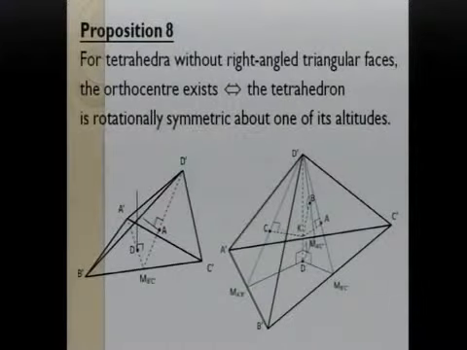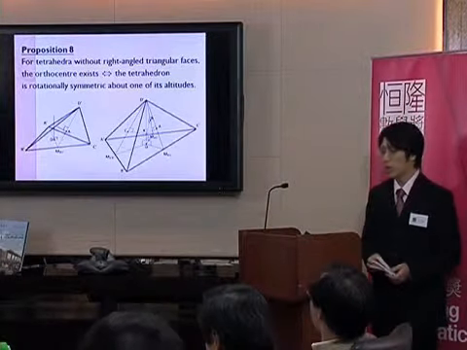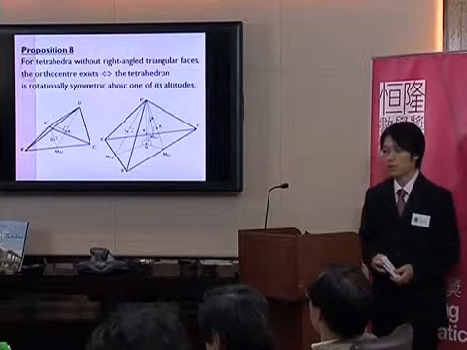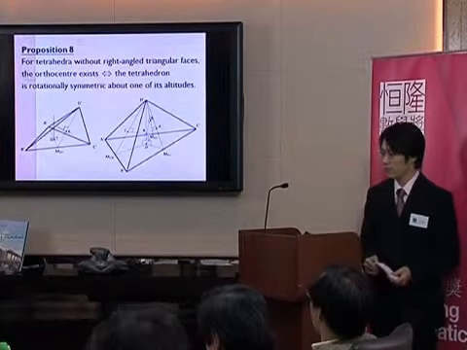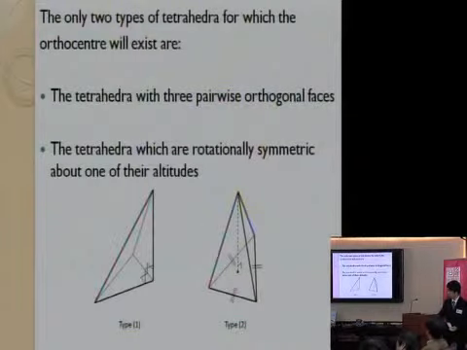Then, we found that the four normals are concurrent if and only if the tetrahedron is rotationally symmetric about one of its altitudes. Well, the proof is divided into two parts. In the first part, we prove that D prime is actually one of its altitudes. And in the second part, we prove that A prime, B prime, C prime is actually a regular triangle. And so we identify that only two types of tetrahedra have orthocenter, and these are the two types.